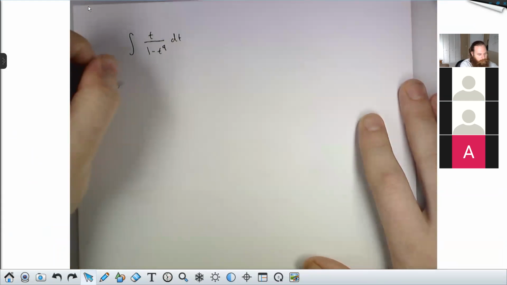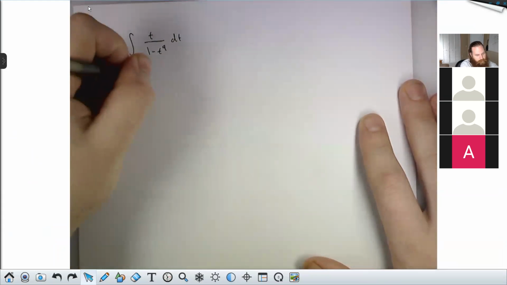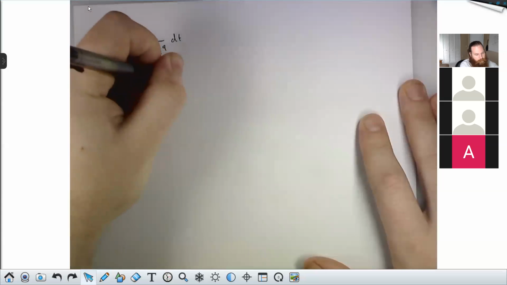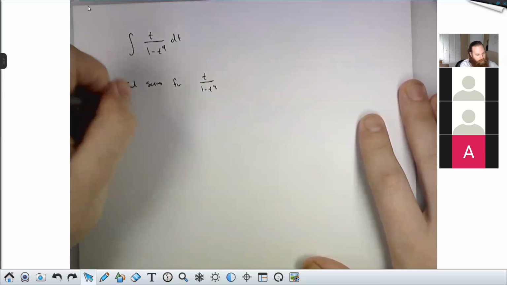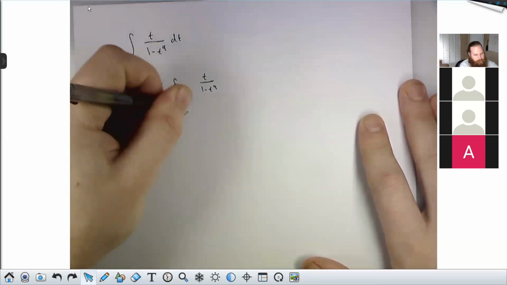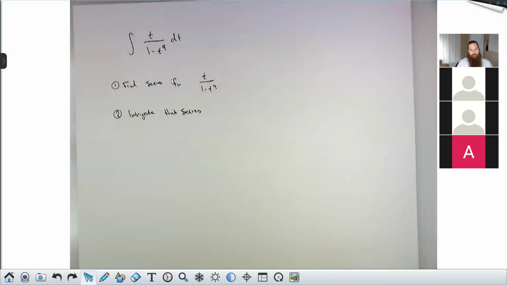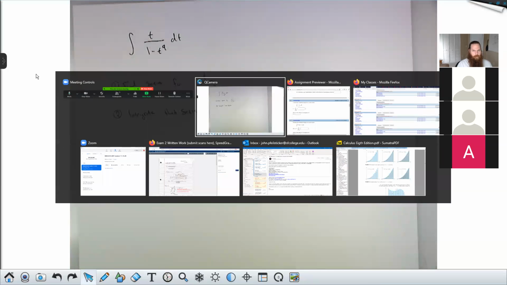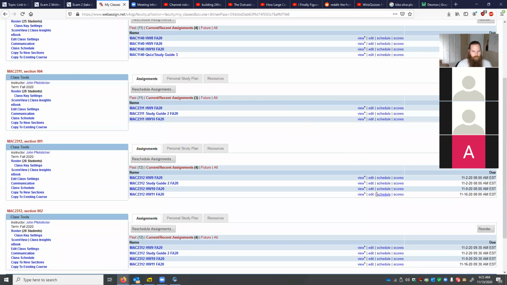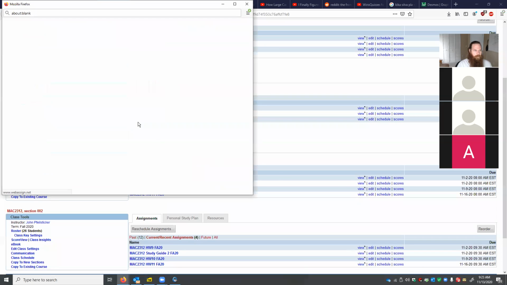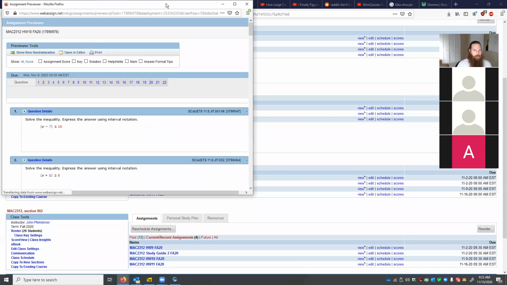First, you find a series for t over 1 minus t to the 9. Then you integrate that series, and we learned how to do that on Monday. The interval for homework 10, number 22. This is homework 11. 21, okay.